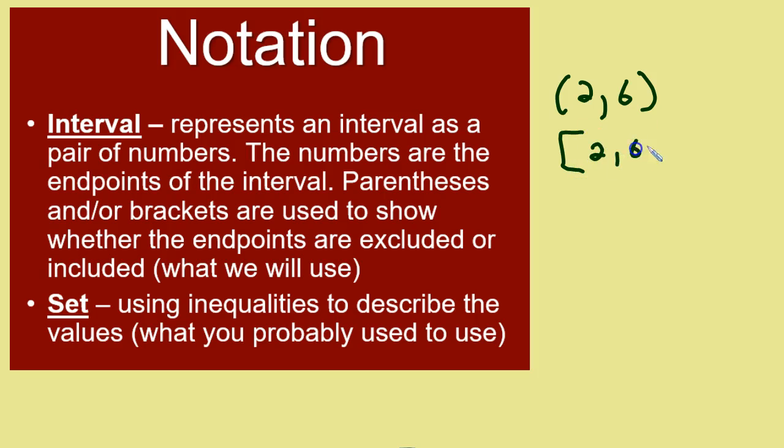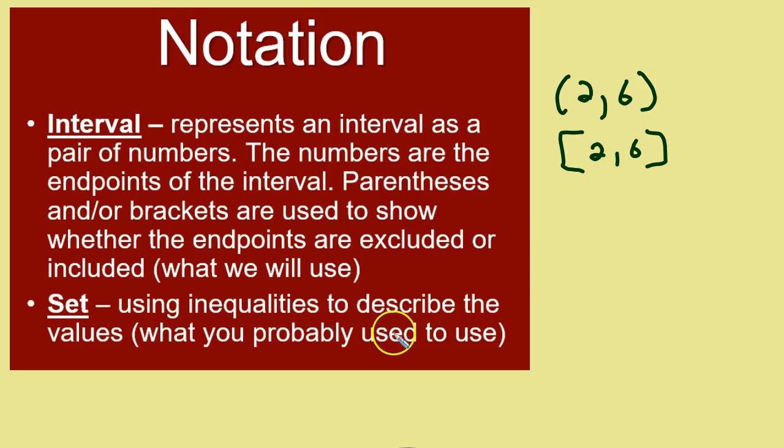In brackets, if I say 2 comma 6, and we'll talk more about this in a minute, what I'm saying is all the numbers between 2 and 6, but also including 2 and 6. So parentheses say we're talking about all the numbers between them, and the brackets are telling us, hey, include this number, it's part of it. Once you get used to it, this notation is simple, fast, and easy to use.